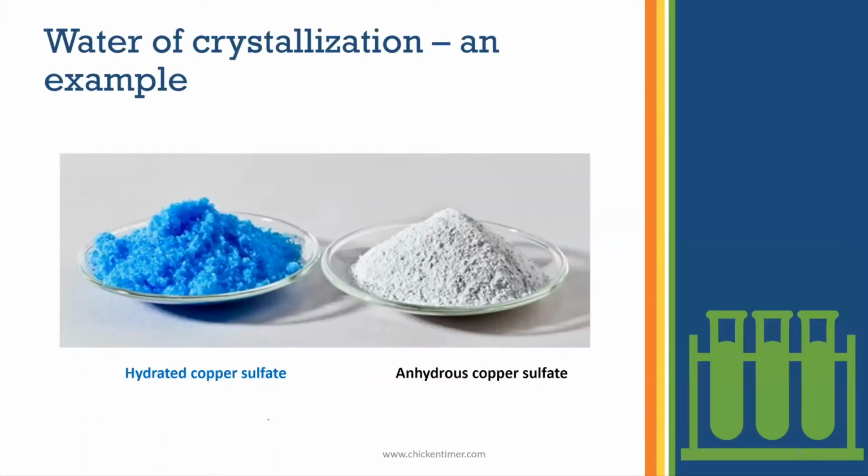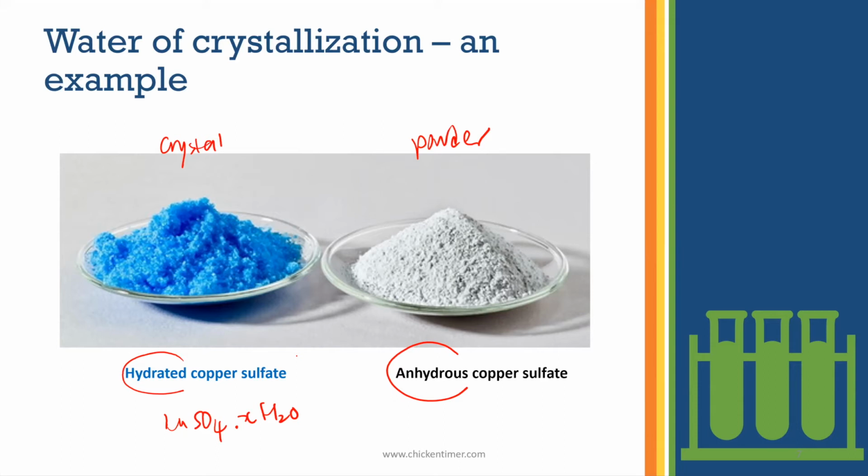Take copper sulfate. Copper sulfate is present in the hydrated form and the anhydrous form, so they have different appearances. The hydrated one appears in crystal form and the anhydrous one appears in powder form. The hydrated copper sulfate formula is CuSO4 dot XH2O. I don't know what the number is right now.